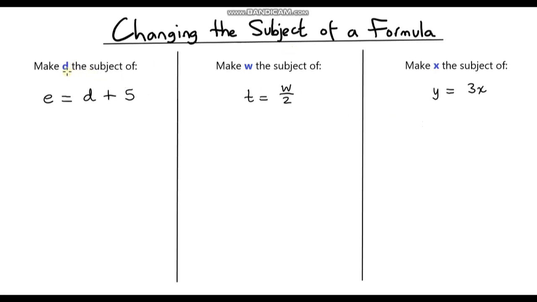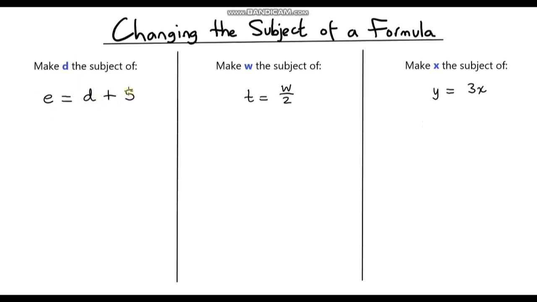The first one, make D the subject, and we've got this formula here, E equals D plus 5. Now, whenever you're asked to make something the subject, the goal is to try and get that variable on its own. So at the moment, you can see with this formula, E is the subject because E is on its own. So if we're making D the subject, we just need to get D on its own.